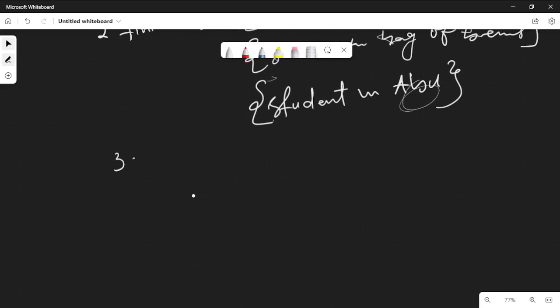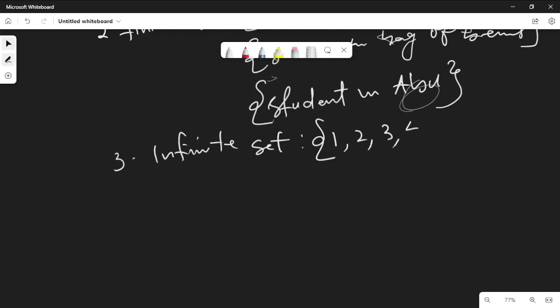Then we have the third one, what we refer to as infinite set. When you say infinite set, it is a set of numbers that you cannot finish counting. Like if I say a set of natural numbers, starting from 1, 2, 3, 4 and dots. So you cannot finish counting it.